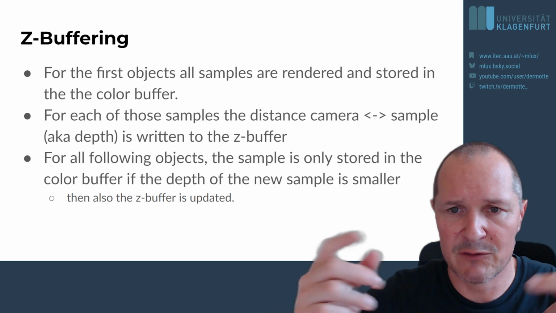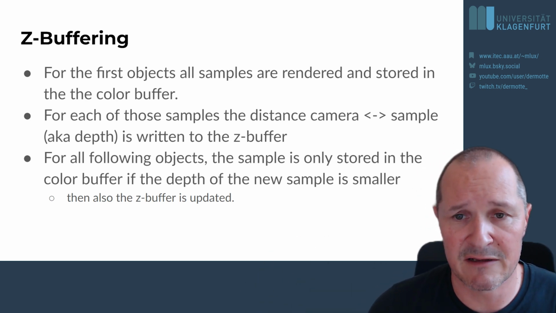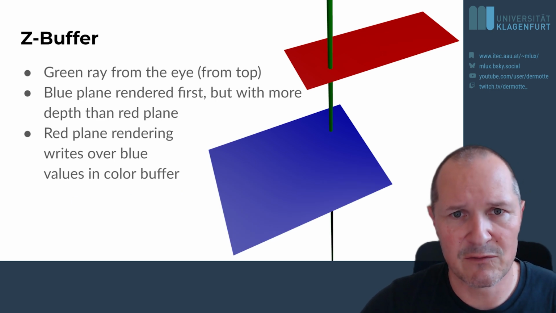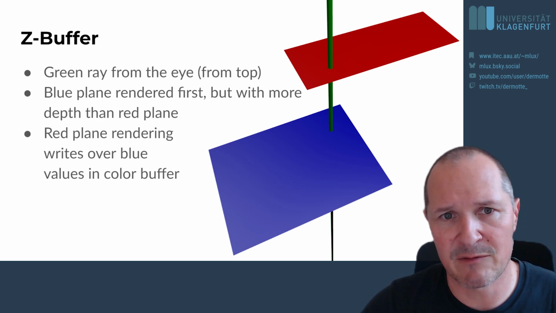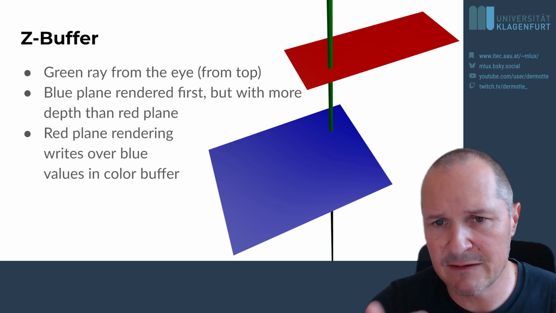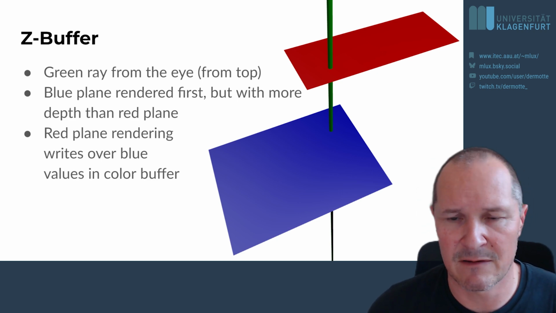In the Z buffer, you only overwrite if it's nearer to the camera. The harder variant is to store everything and then combine it in the final step. That would be a depiction of the whole thing. You have a green ray from the eye, from the top, and the blue plane is rendered first. So you put the blue pixel in there, but then you render the red plane after that, and it overwrites the blue pixel.